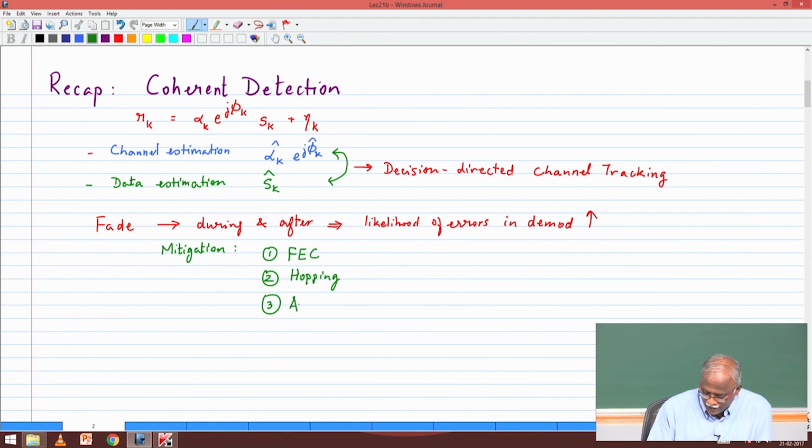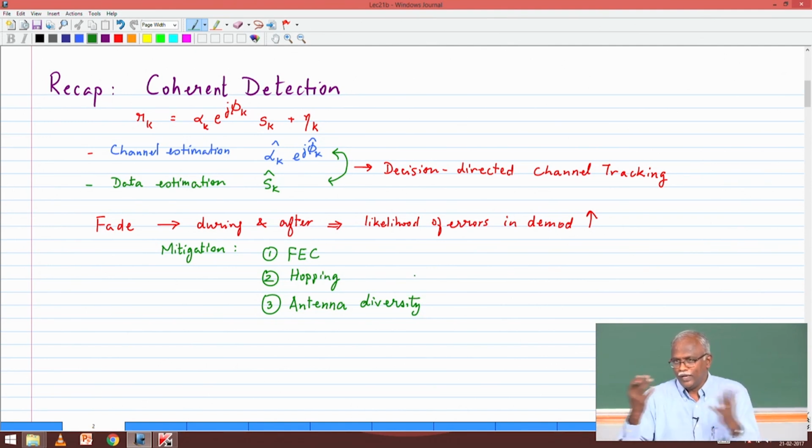And we will actually devote a substantial portion of the course to understanding antenna diversity, because antenna diversity basically says that I have multiple antennas, and if one of the antennas is seeing a signal which is affected by a fade, hopefully the others are not, and pick the antenna or combine the antennas to get a better improvement.